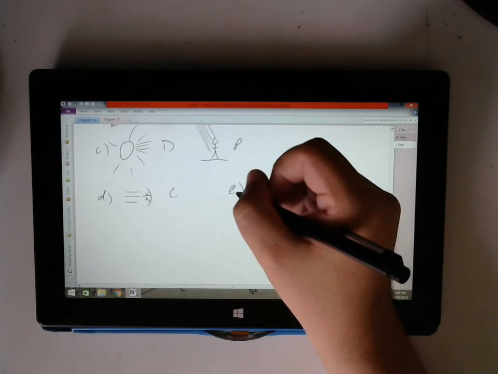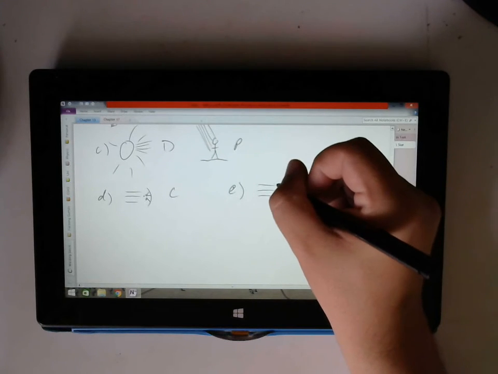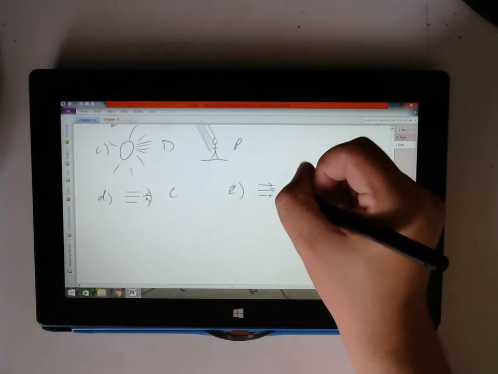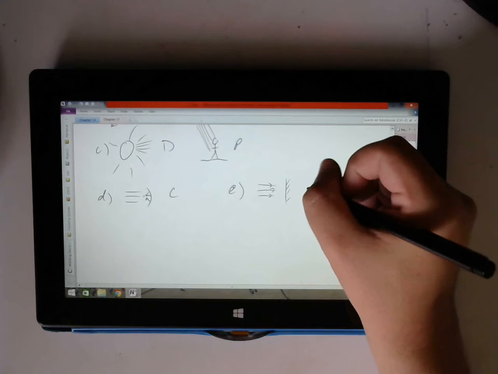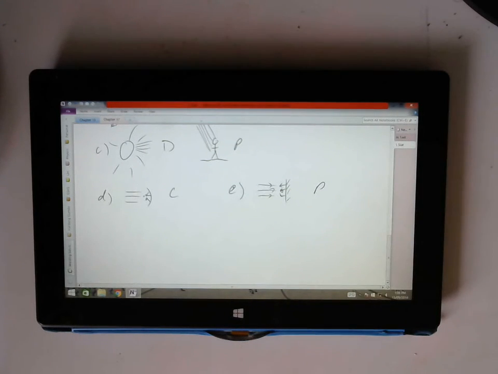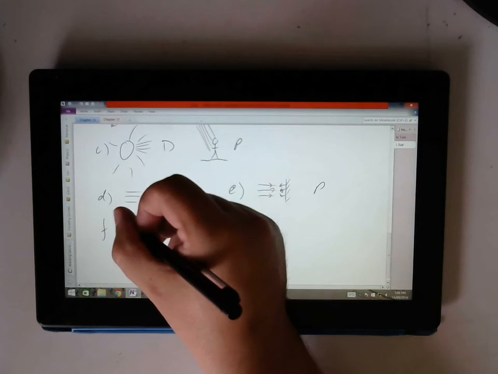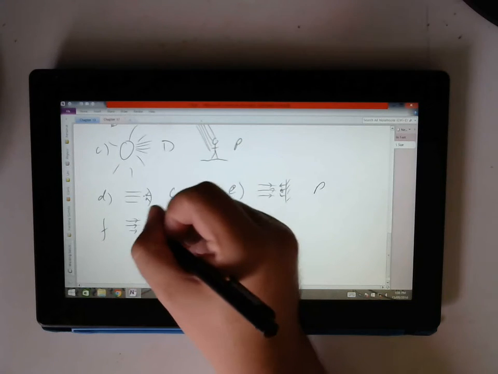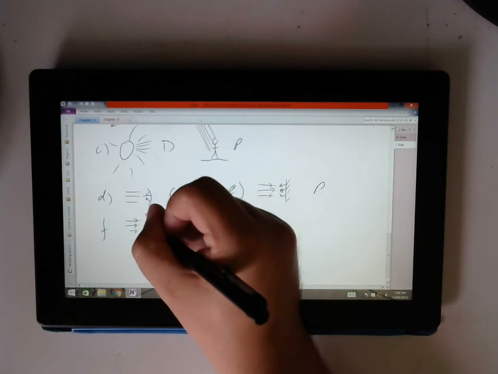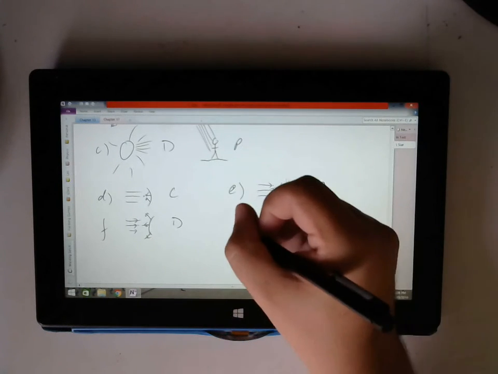E. Light from a star reflected from a plane mirror. Again, sufficiently far away means they're parallel. They're going to hit a plane mirror, so they will bounce back the same direction, which means that they would be parallel. F. Light from a star reflected from a convex mirror. Sufficiently far, meaning parallel. Hitting this, they're going to bounce off in all directions, so they'll be diverging.